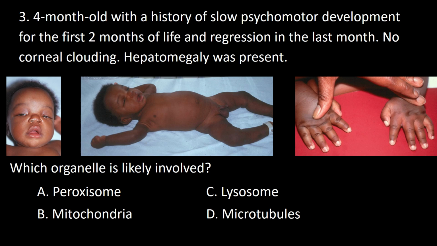Next question. Please read the question and then try choosing the correct answer. The vignette is the same as in the previous question, and the question is: which organelle is likely involved? A. Peroxisome. B. Mitochondria. C. Lysosome. D. Microtubules.